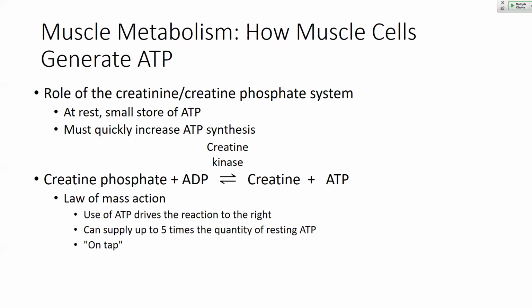So as that level of ADP rises, what do we need to do? What's the signal? ADP is rising. Which direction do we drive this reaction? We have lots of ADP. To the right, right? We're building up our substrate on the left, which is ADP. We have existing creatine phosphate in the muscle, and so using creatine kinase will drive this reaction to the right, and that's going to help replenish the ATP to get the muscle contracting.